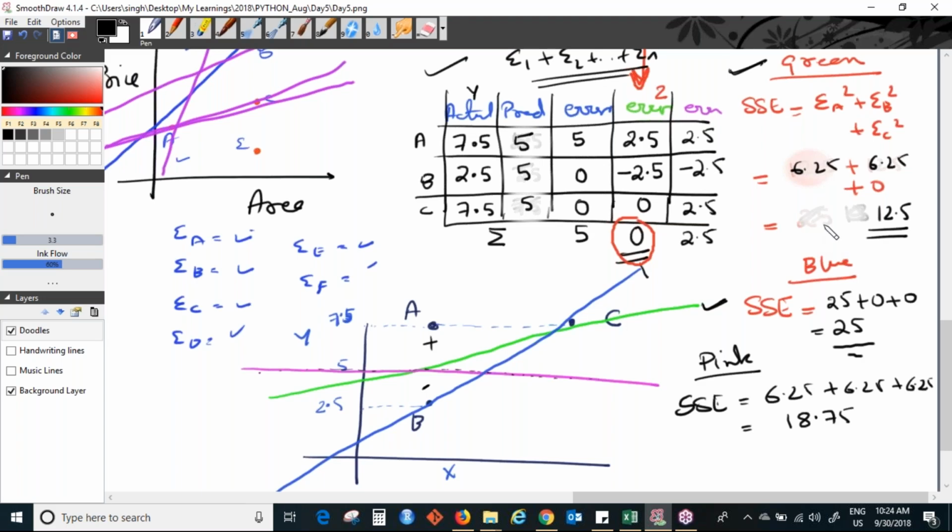Yes, I'm talking about SSC. This is the SSC that we have calculated. It is 12.5 for the green line and it is 25 for the blue line. So the green line is lesser. The sum of squared error for the green line is better. That is why I say the green line is the best line. It is not same. Do you follow, Harsh?